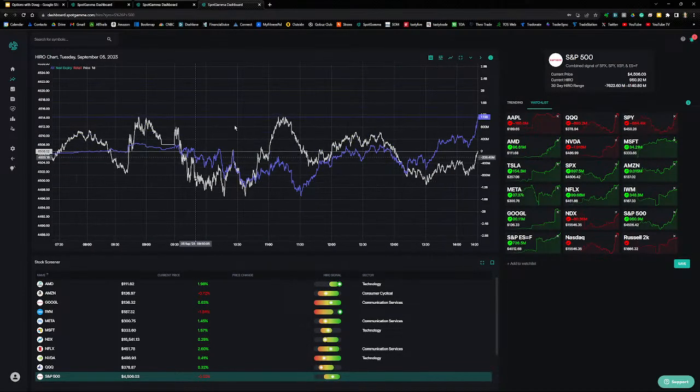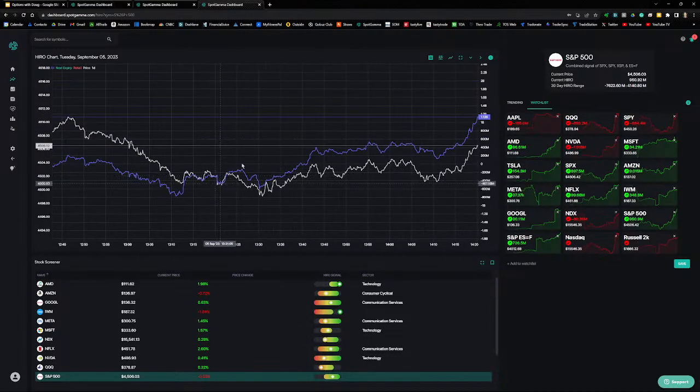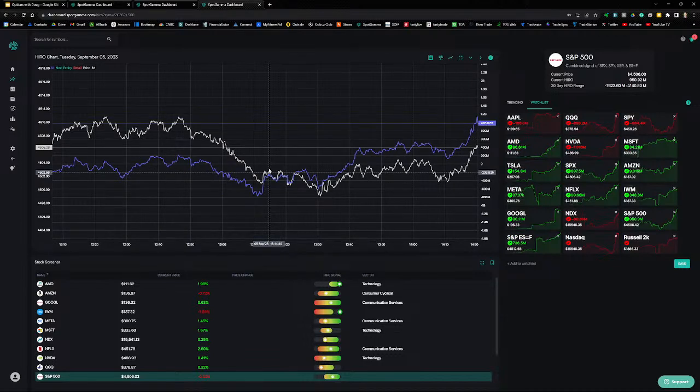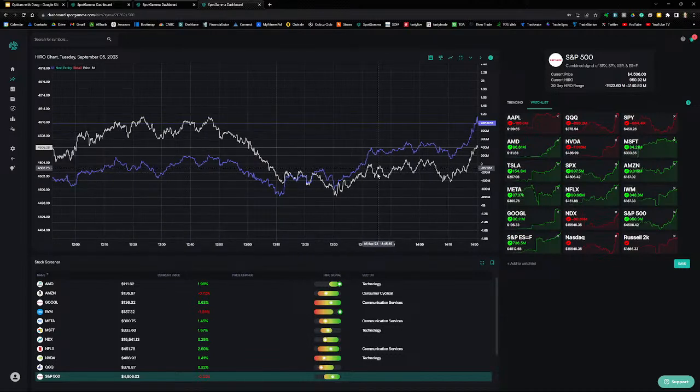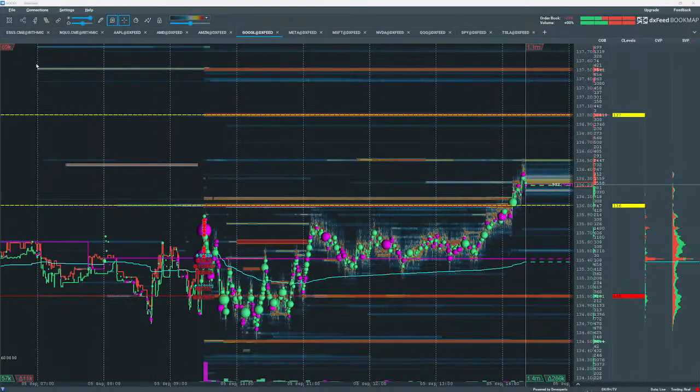So more mean reverting action with S&P 500 options traders. Options traders started taking positive delta positions, and price responded higher about 130. Let's go take a look at Bookmap. Go back to ES. Whoops.